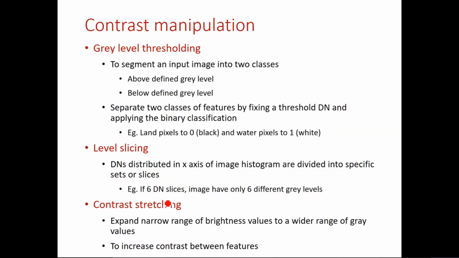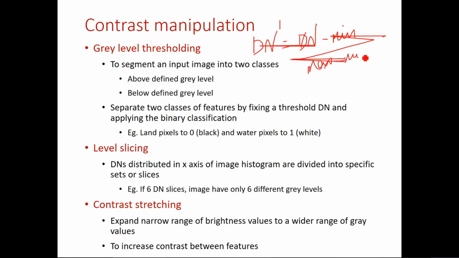So once you do this, you can calculate the new DN. There is a simple equation for that. Your DN assigned to the output image pixel, suppose DN dash is the new DN, will be equal to the actual DN minus the minimum DN, divided by the maximum DN value minus the minimum DN value, the whole thing multiplied by 255. So this will be your new DN value.